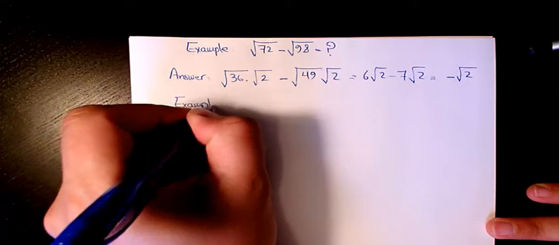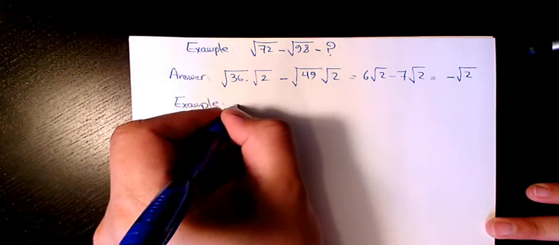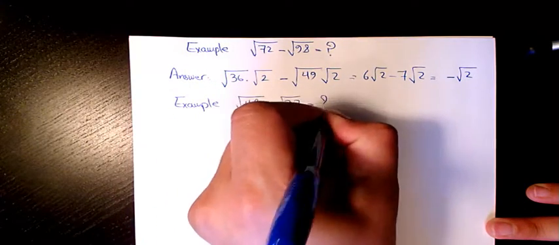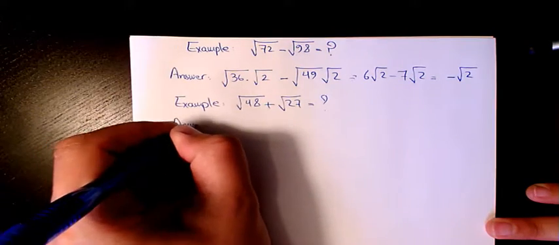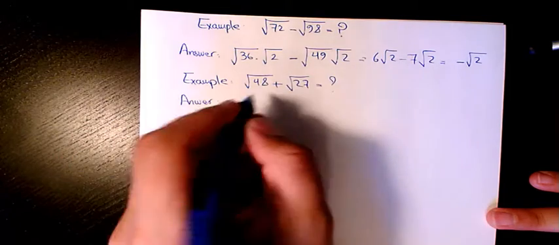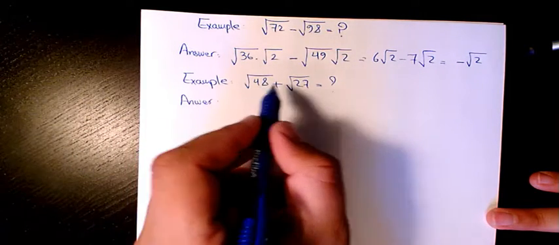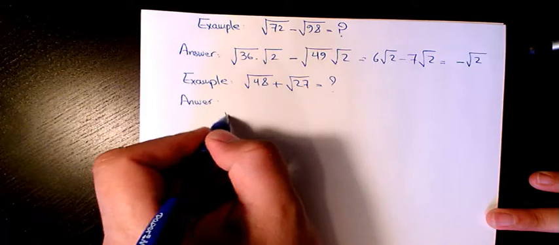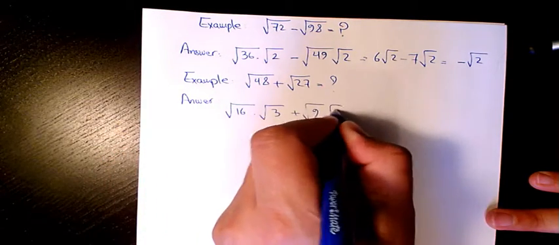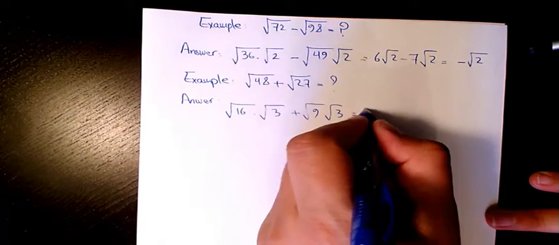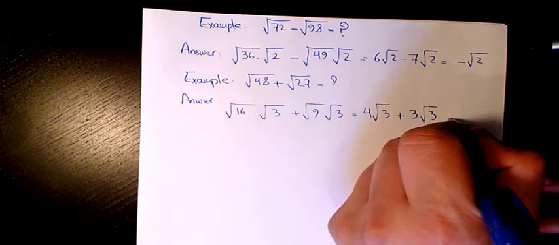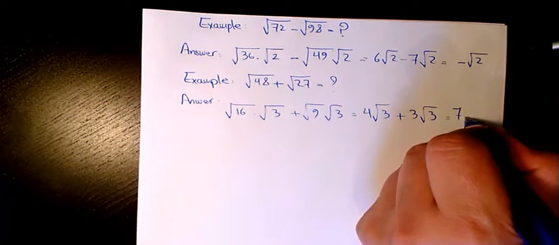Next example is root 48 plus root 27. Answer is, again we need to find the perfect square out of each of them. 48 is 16 times 3, 27 is 9 times 3. So root 16 times 3 plus root 9 times 3. Square root of 16 is 4. Square root of 9 is 3. That makes it 4 plus 3 is 7. So 7 root 3.